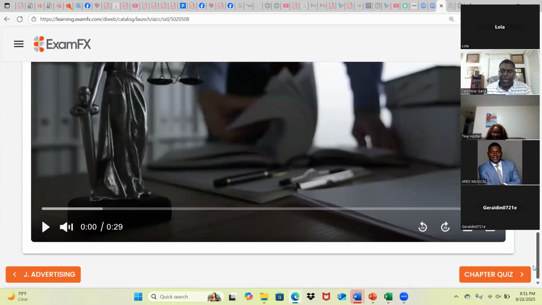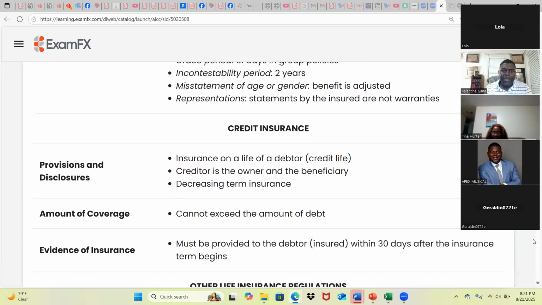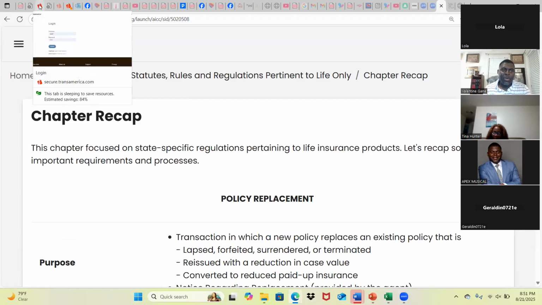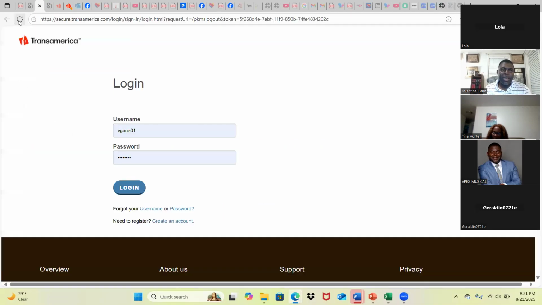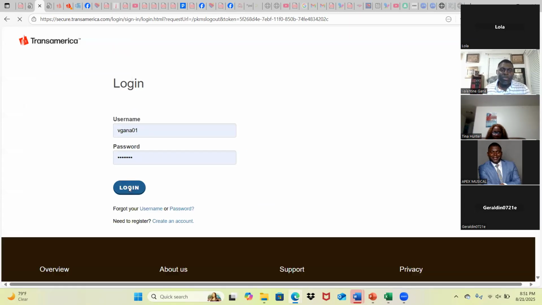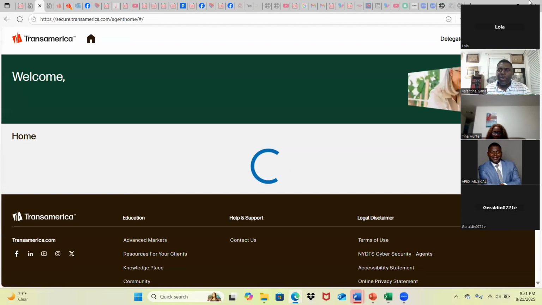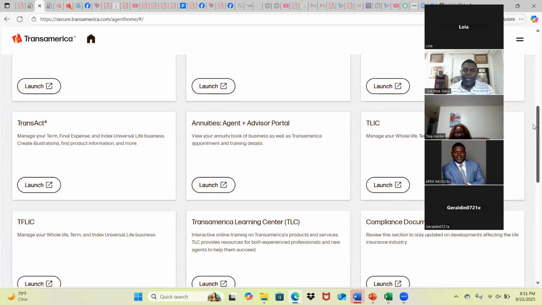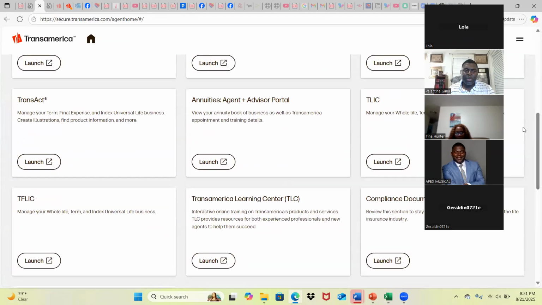All right. They are talking about certain things here which we might need a quick illustration for. So I'm just going to run a quick illustration just to make sure that if I need to refer to it, I can drive some matters home. They're going to teach you guys how to do this when you get your licenses, but I'm going to go into Transamerica's system and just run a quick illustration. It's going to take me just 2 minutes to do it.